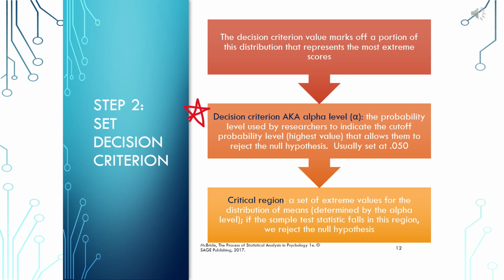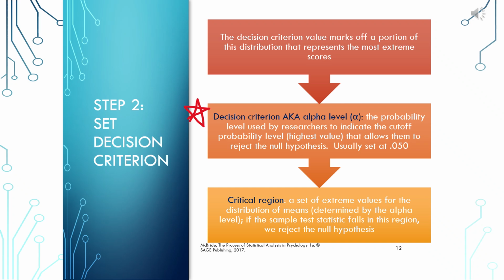So we need to figure out how extreme a sample mean has to be in order for it to be considered evidence that the alternative hypothesis is true and that the null hypothesis is probably not true. How extreme, how unlikely does this mean or whatever we're measuring have to be? The way that we decide that is by using what's called a decision criterion, also known more commonly as the alpha level, which is represented by the Greek letter alpha.